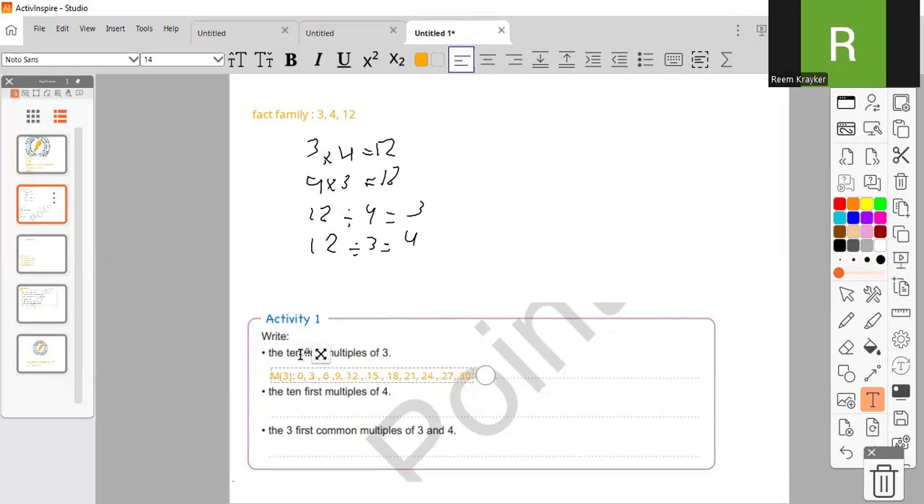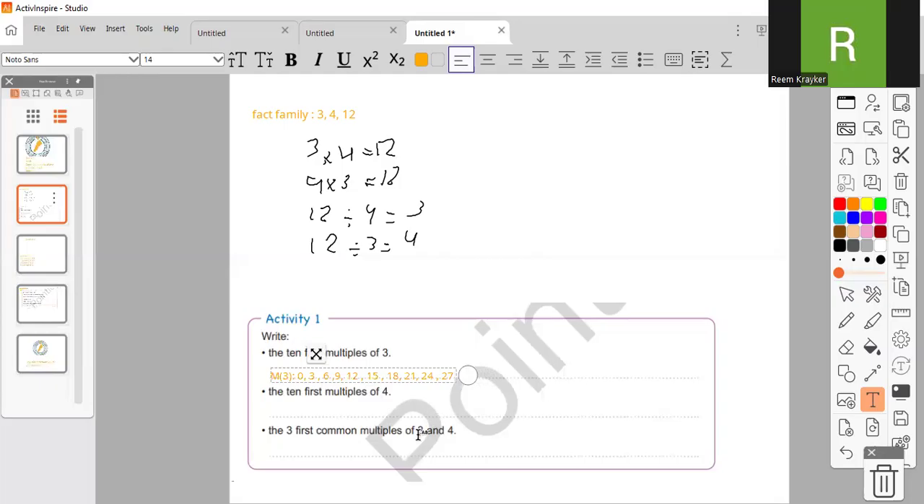Now, our question was write the 10 first multiples of 3. So we should write only 10 multiples. As you see, I wrote till 30. Is this correct? Let's count them. How many multiples did I write? 1, 2, 3, 4, 5, 6, 7, 8, 9, 10, 11. Oh, this is not correct because I should write just 10 multiples. So 30 is not correct. I have to erase it and reach only 27.